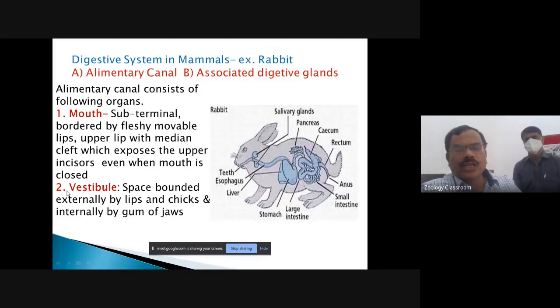Now come to another structure, that is the vestibule. What is the vestibule? The vestibule is the space which is bounded externally by the lips and the cheeks, and internally by the gums and the jaws.